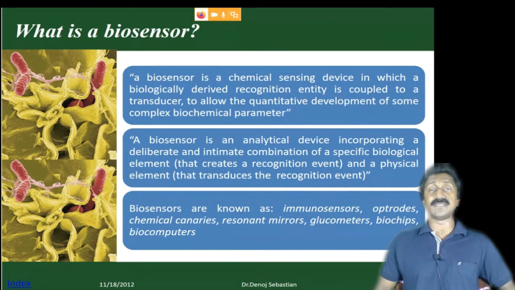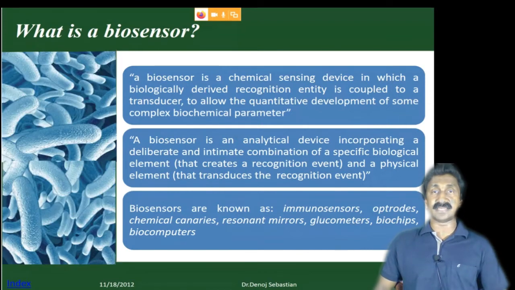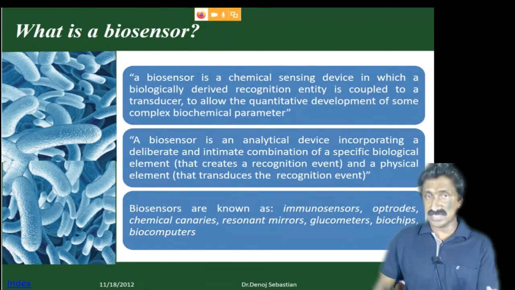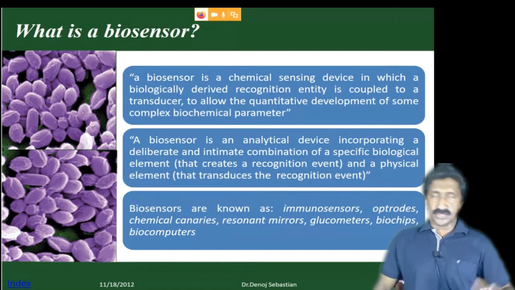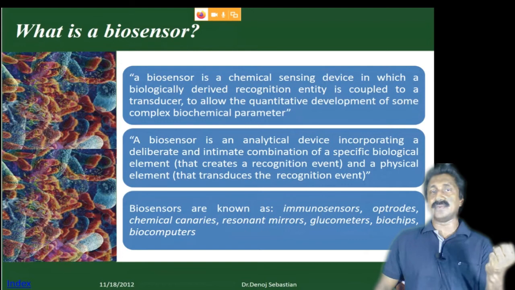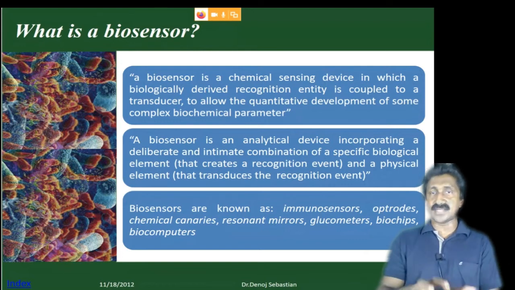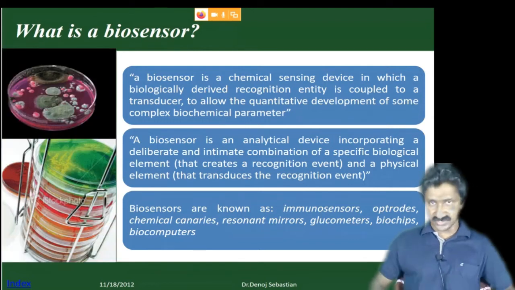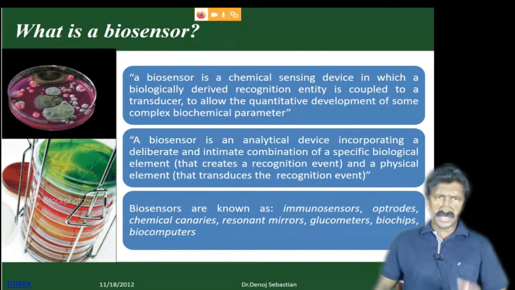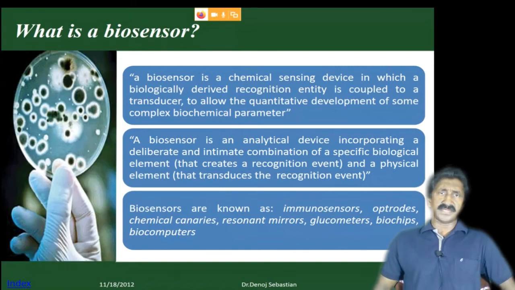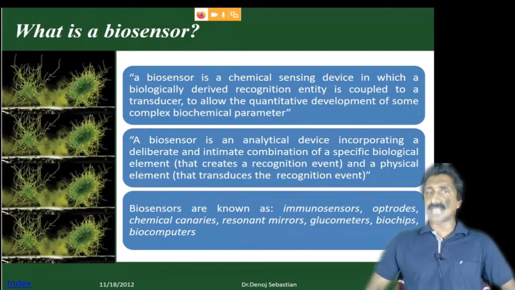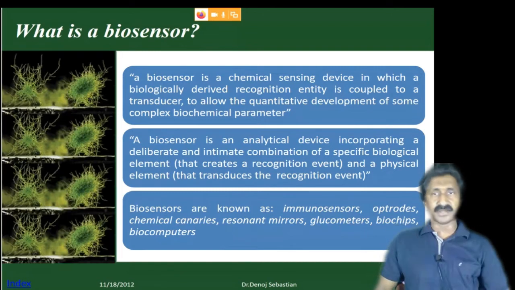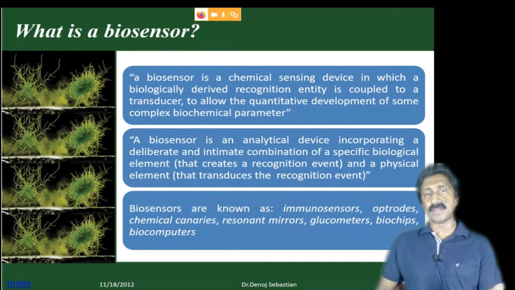intimate combination of a specific biological element that creates a signal. There's a biological element which recognizes the pollutant or whatever entity you want to recognize. So a biological event will be there, and the physical event that transduces that to an electrical signal. That is the main component of the biosensors, which are known as immunosensors, optrodes, chemical canaries, resonant mirrors, glucometers, biochips, biocomputers.